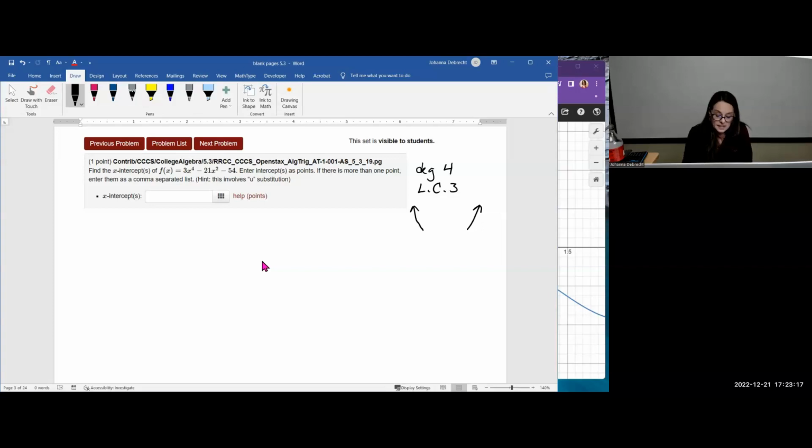So let's go and see if we can find the x-intercepts. What we're going to do on this one, and there's a couple ways of doing it, and I'll show you both. Both methods work in all cases.